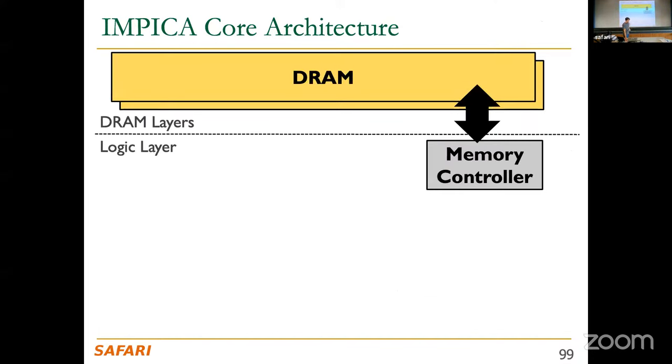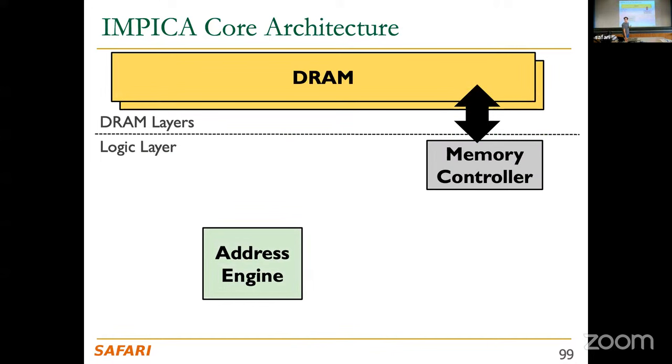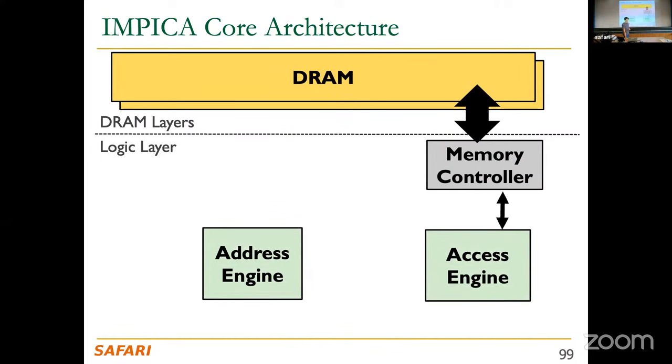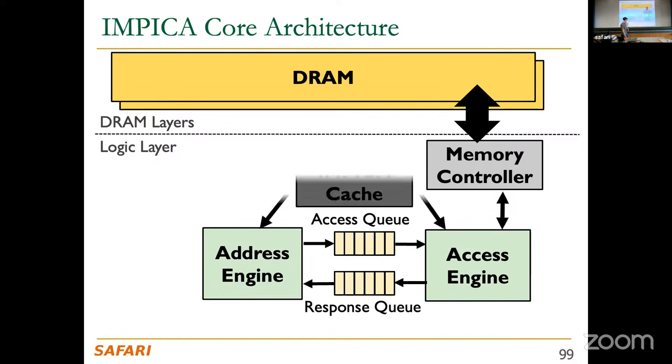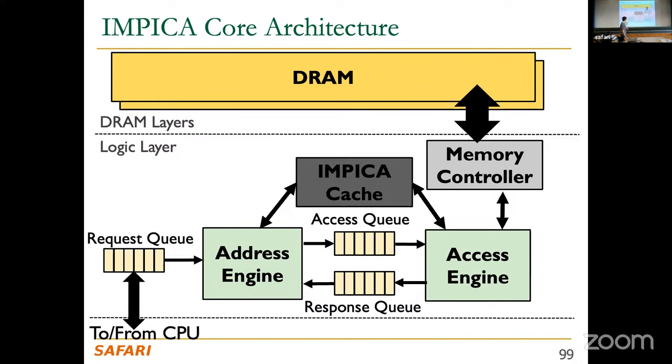Challenge is that the address engine needs to perform virtual memory address translation, right? Well, this is a simplified representation of how this works. We have the address engine, we have the access engine. The access engine is the one that accesses the different layers through the local memory controller. This address engine is receiving requests, right? And then there is some cache as well that can be used by both engines.